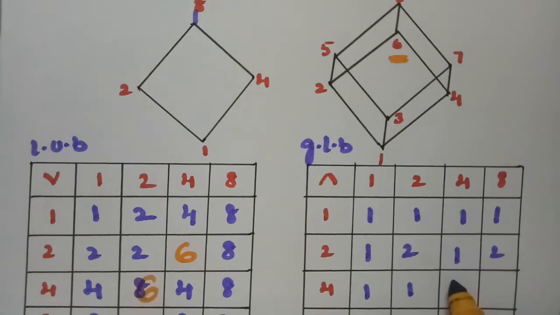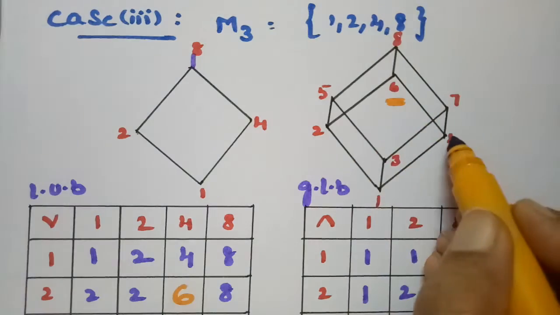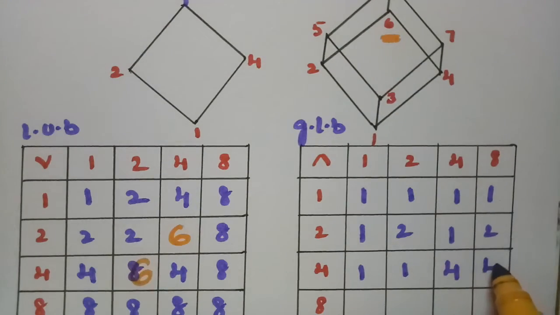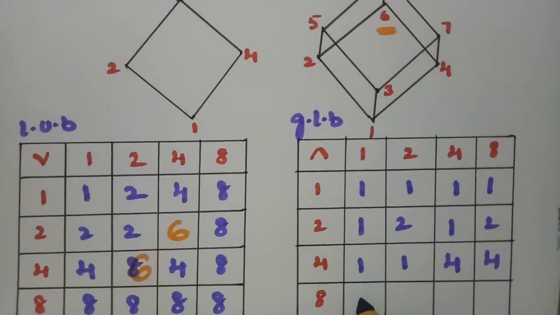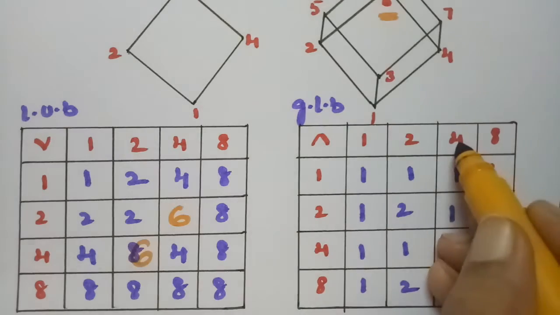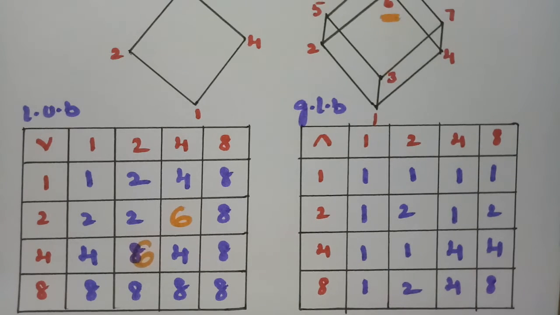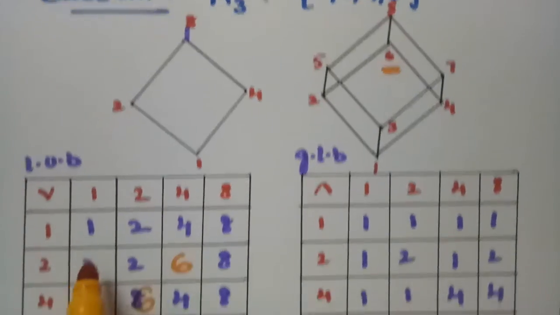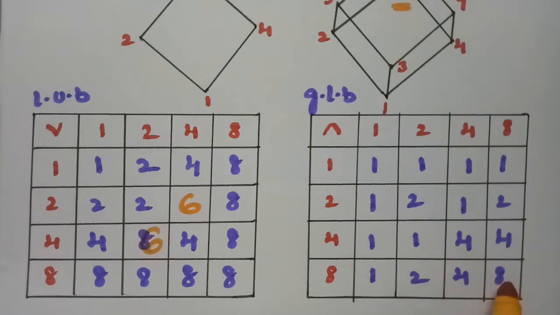So 4 and 4, the lower bound is 4. For 4 and 8, the lower bound is 4. And next 8 and 1, what is the lower bound? 1 will be the lower bound. For 8 and 2, 2 will be the lower bound. For 8 and 4, 4 will be the lower bound. 8 and 8, again 8. So if you observe, there is a logic here. All the entries in the table are 1, 2, 4, 6, 8.